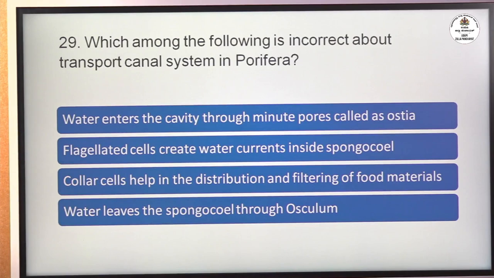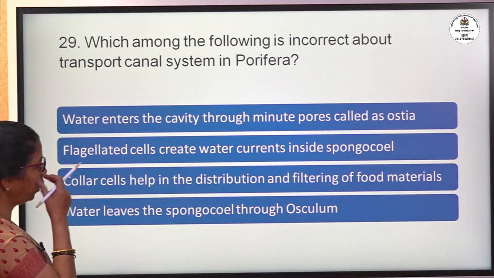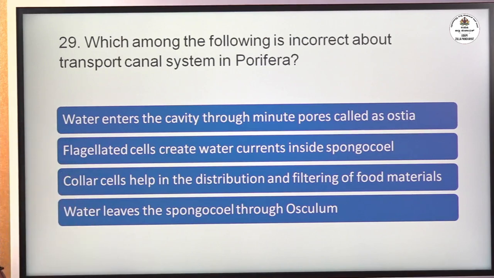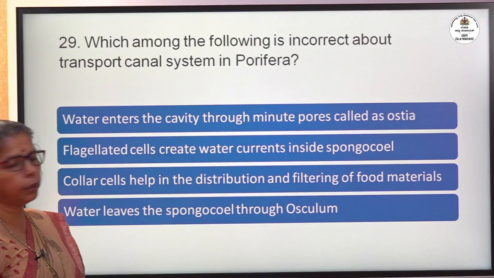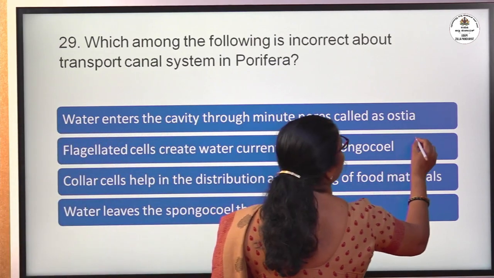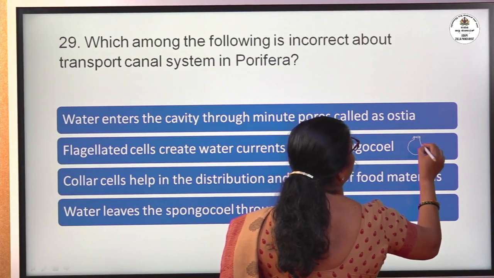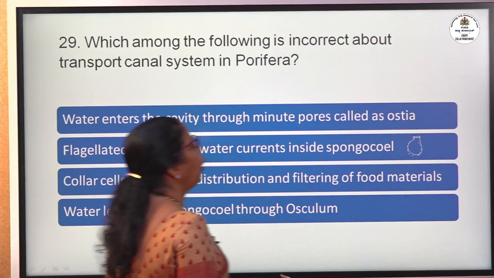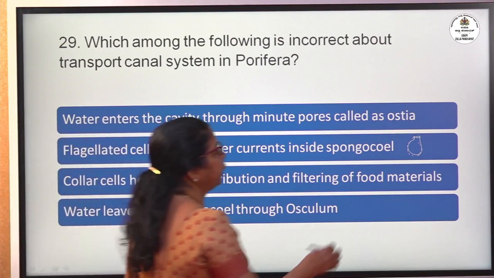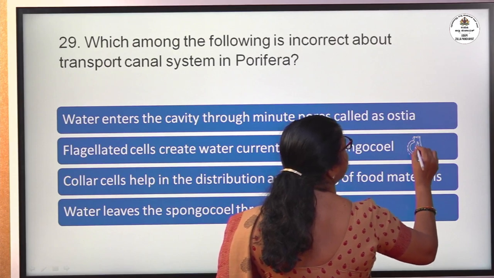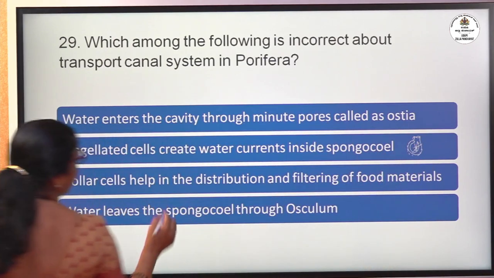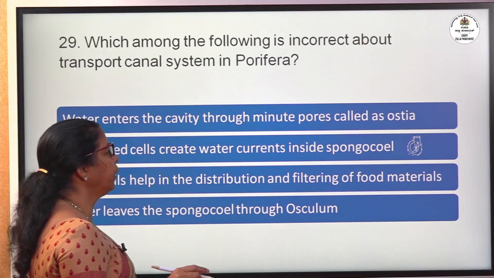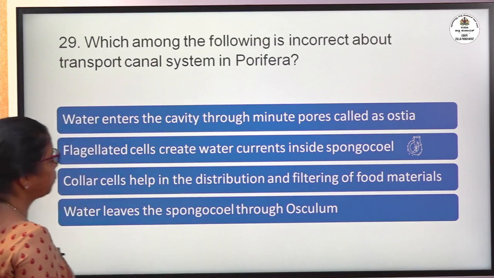Which among the following is incorrect about the canal system? So, the canal system is found in Porifera. Water enters the cavity through minute pores called ostia. Already I have said, there are a large number of pores in their body wall. So, these pores are nothing but ostia. Then, the inner lining of cells, which are flagellated cells or choanocytes, form the water current. And then collar cells help in distribution and filtering of the food material. Water leaves the spongocele through the osculum.